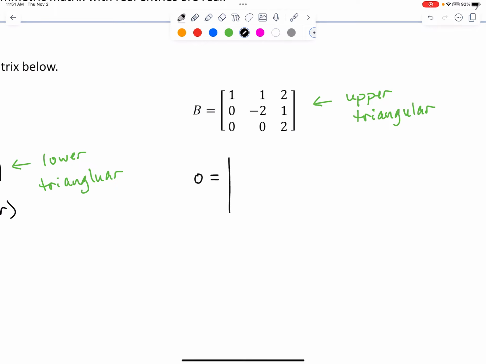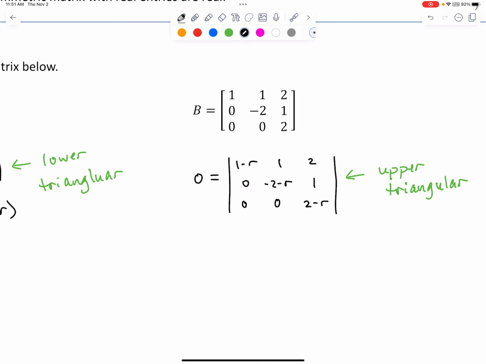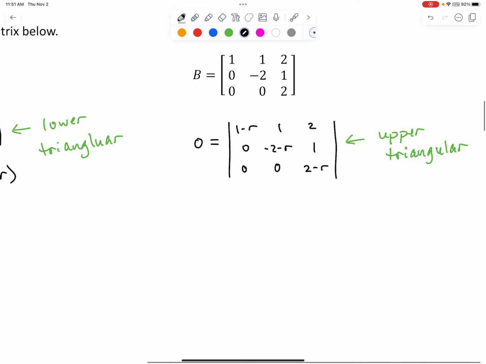Now remove r from the main diagonal, leave all other entries the same. Notice the result is still upper triangular. And we learned that the determinant of an upper or lower or any triangular matrix is simply the product of the entries on the main diagonal. So this determinant will be the product of 1 minus r, negative 2 minus r, and 2 minus r. And when you set these factors equal to 0 and solve for r, you will simply get the eigenvalues are the entries on the main diagonal.